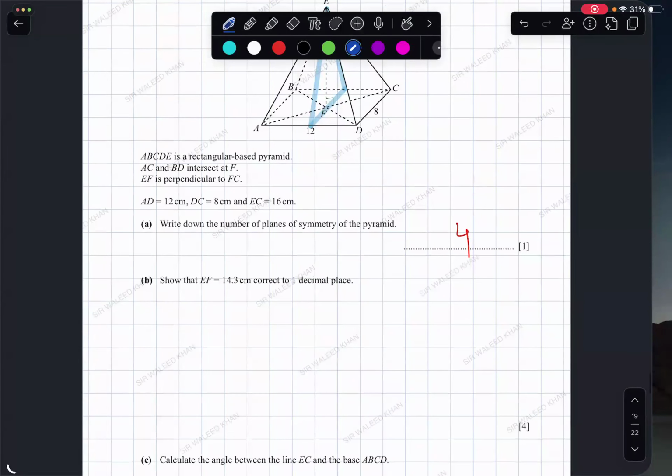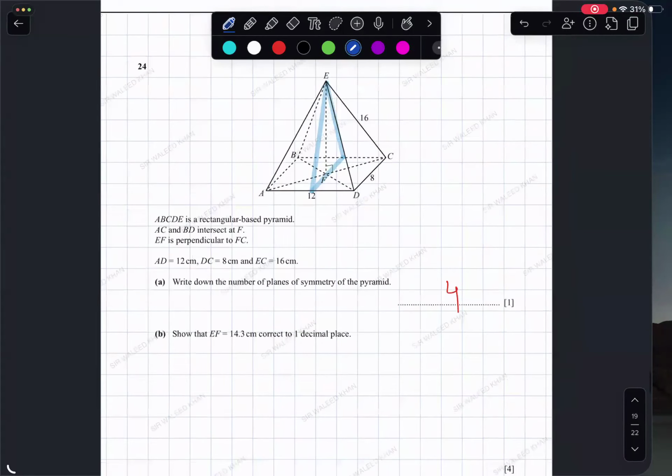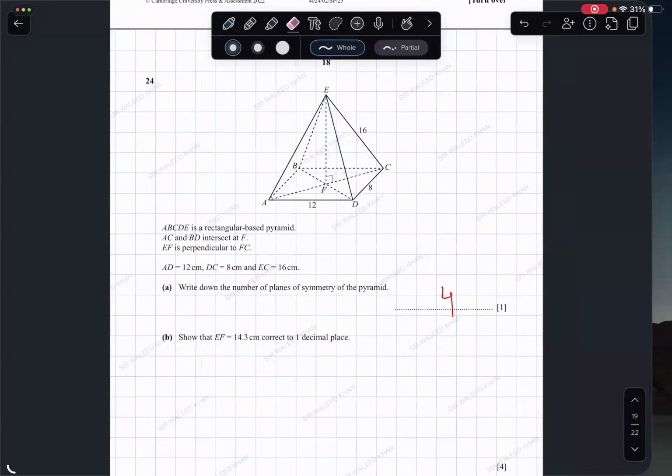Show that EF is equal to 14.3 correct to 1 decimal place. So we have to show this, not use it. To show that EF, where is EF? This one. We have to show that its length is 14.3. For this I need first, let's figure this one out, AC. Let's find this first.